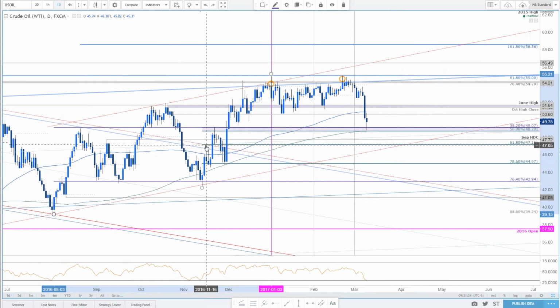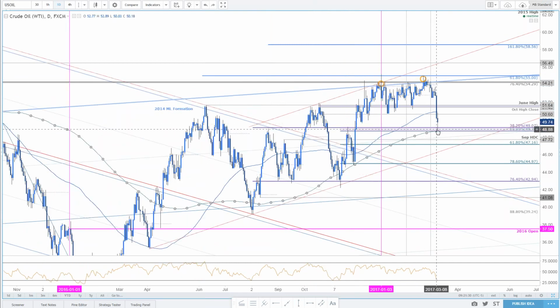Also a 50% from the advance off the November low. Also the 200-day moving average right here. So on the near term, as we get more granular, watch 48.70, okay? This could be a little bit of a bounce next couple of hours, or maybe even a day of recovery back towards 51, which was last month's low, the June highs, the October highs, or the October high close.